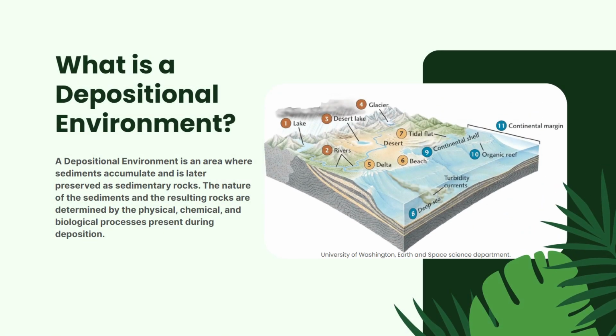Today, we will explore depositional environments. What are they? The major types, and then focus specifically on the fluvial depositional system, with an in-depth look at alluvial fans and river systems. Depositional environments are fundamental to understanding sedimentary rocks and Earth's geological history, because they reveal how sediments are transported and preserved over time. A depositional environment is an area where sediment accumulates through physical, chemical, and biological processes, and later becomes preserved as sedimentary rocks.